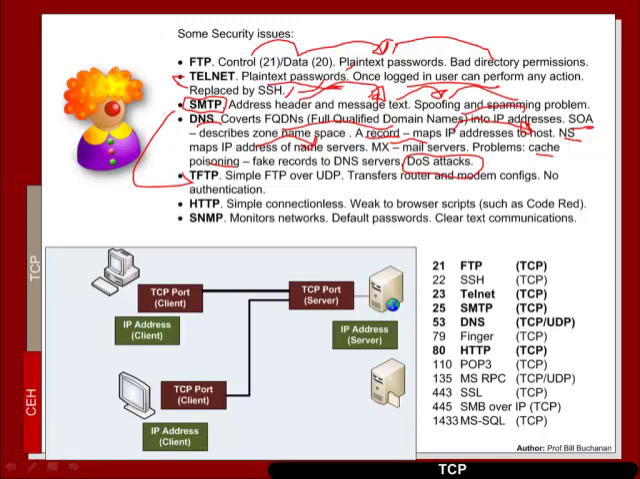We can have TFTP, that is a simple FTP over UDP, and it's often used to transfer router and modem configurations. Unfortunately, it has no authentication and is often a target of attack for intruders. HTTP is a simple connectionless protocol used with web browsers. Unfortunately, it can be weak with browser scripts, such as with the Code Red virus.